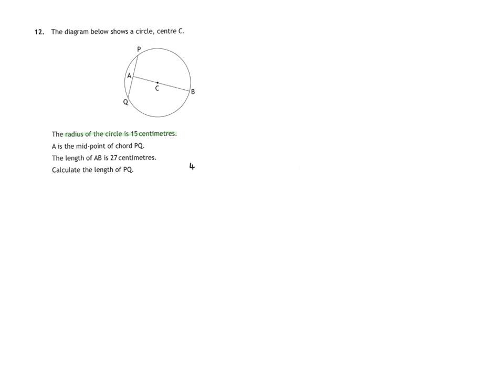Right, so we've been told that A is the midpoint of this chord PQ. So we know that's exactly halfway in between. So we know, and we can kind of draw on our diagram, that these are the same length. Okay? And we know that the length from A to B is 27 centimetres. So we know that the whole thing, A to B, is 27 centimetres. And we've got the radius, which is just from C to B, so from the centre to the outside is 15. So that tells us that this bit here has got to be 12 centimetres.